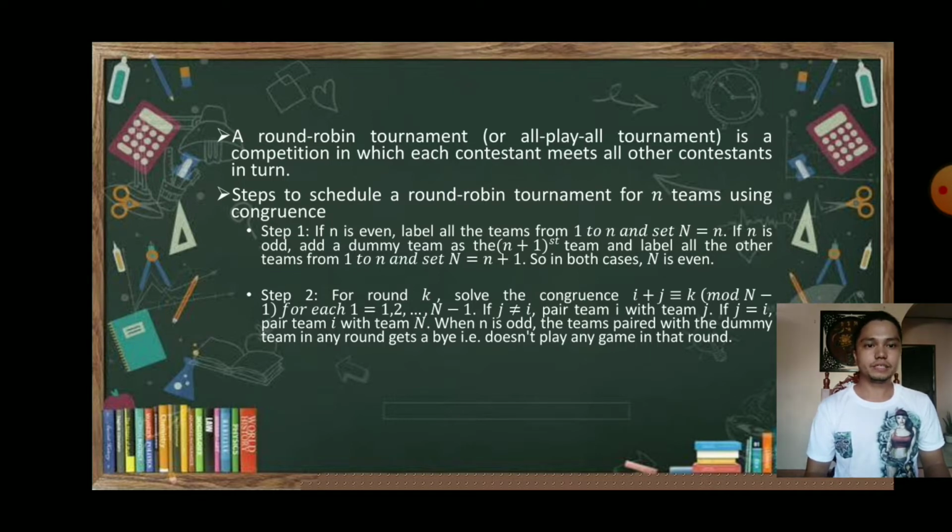If j is not equal to i, pair team i with team j. And then, if j is equal to i, we have to pair team i with team n. When n is odd, the team paired with a dummy team in any round gets a bye, or it doesn't play any game in that round. Okay, so magbibigay naman po kami ng example mamaya para mas mapadaling ma-apply yung ating 3 steps.